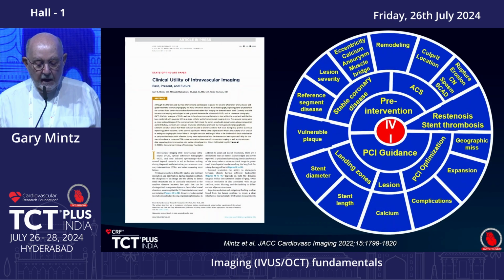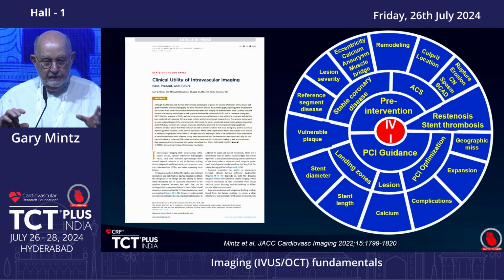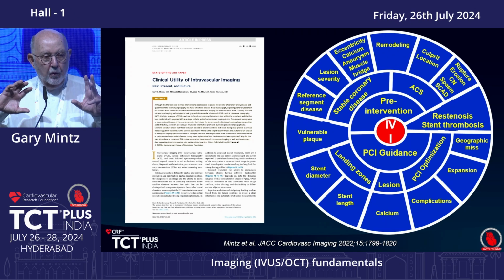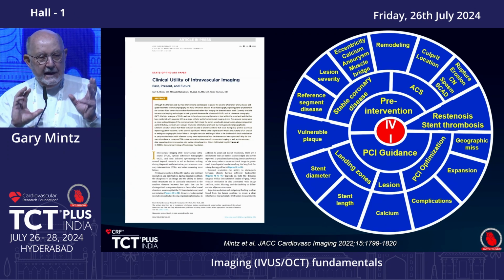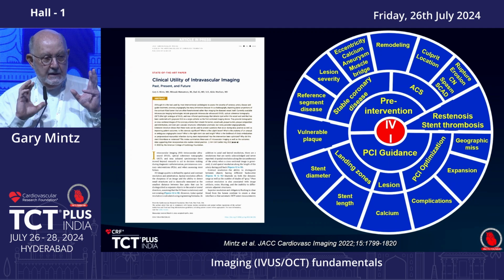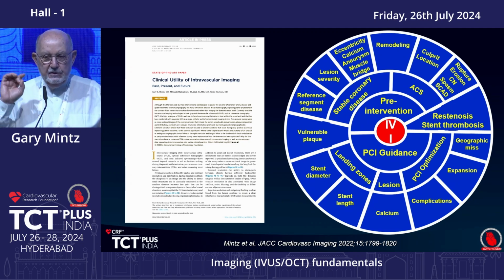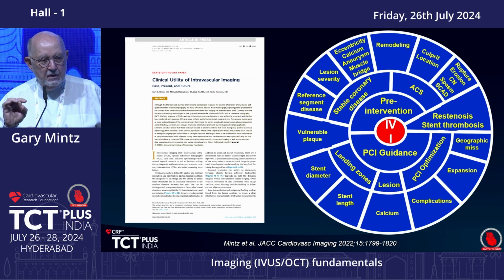So this is my last slide. It takes the viewpoint that the most central imaging modality in the cath lab is not the angiogram, it's intravascular imaging, because it is useful in every aspect of a PCI procedure, from diagnosis to pre-PCI planning to stent optimization to minimizing contrast and to assessing stent failure at follow-up.